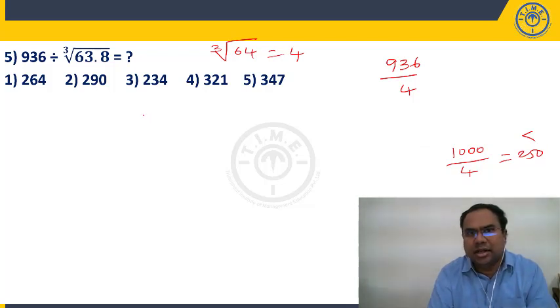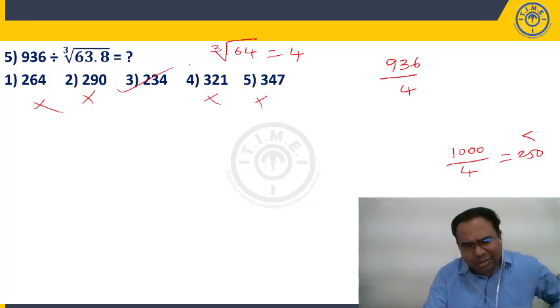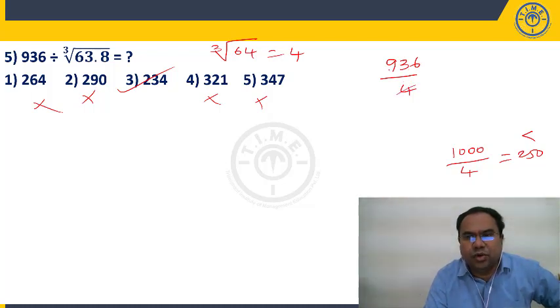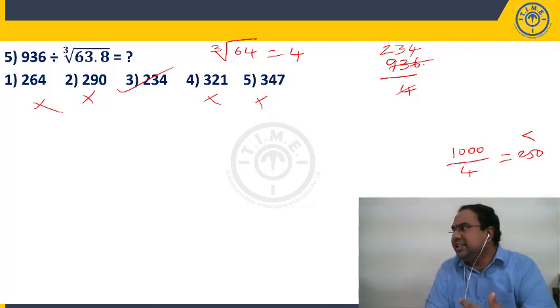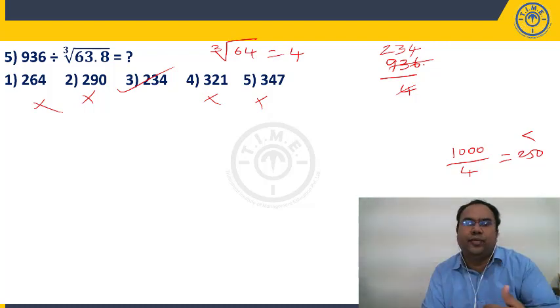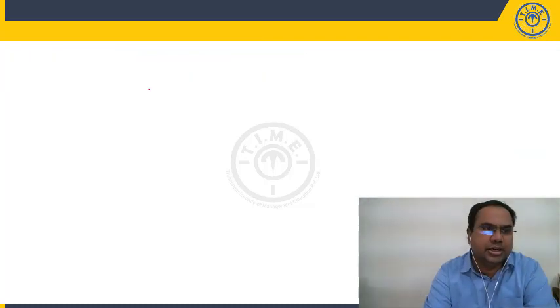See here, students, how many options are less than 250? Less than 250, we have only one option. That should be your answer. So you don't need to take the pain of dividing this, right? 4 2s are 8, 4 3s are 12, 4 4s are 16. I am saying 1000 by 4, we know it is 250. 936 by 4 means it should be less than 250. Less than 250, we have only one option. That option should be your answer, students, right?